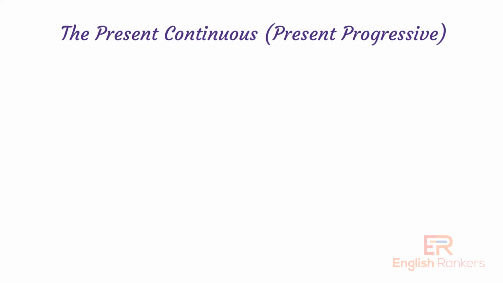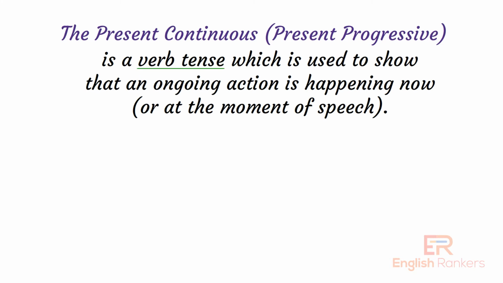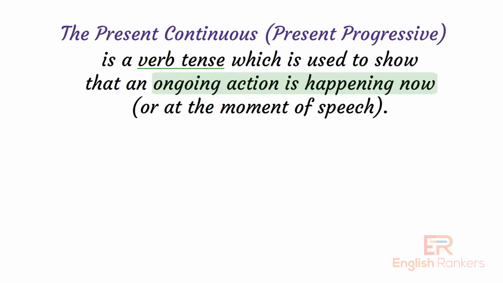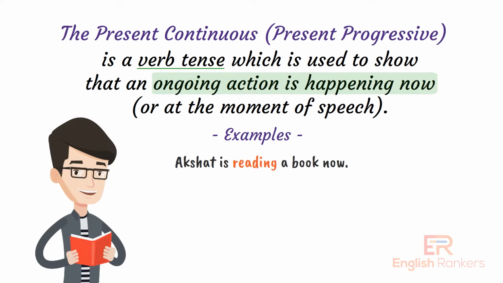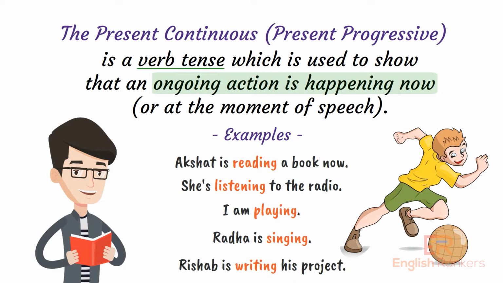The present continuous, also called present progressive, is a verb tense which is used to show that an ongoing action is happening now or at the moment of speech. For example, Akshat is reading a book now. She is listening to the radio. I am playing. Radha is singing. Rishabh is writing his project.